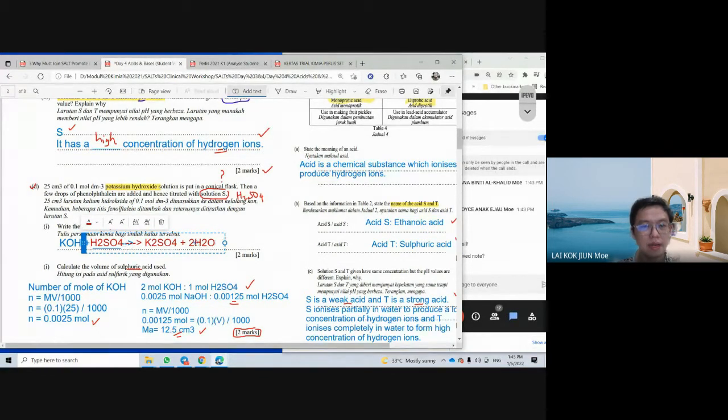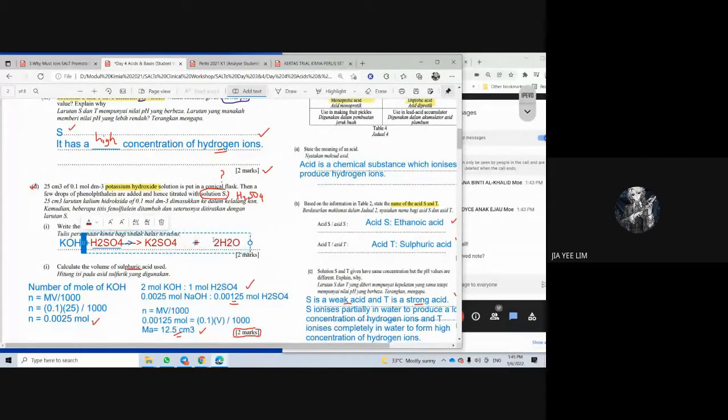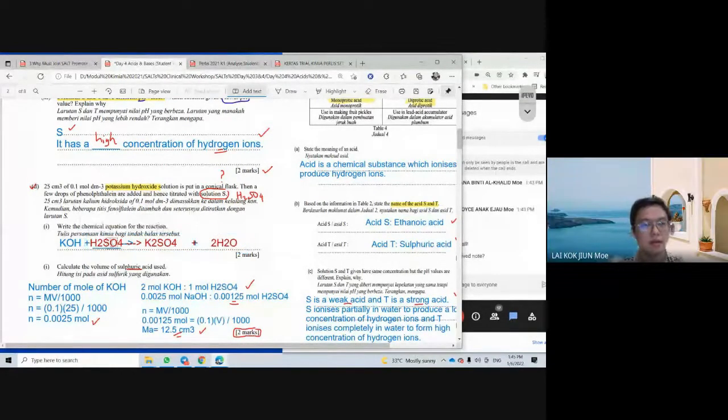Is it need to balance the equation? The KOH. Yes. KOH must put how many in front? 2. Okay, good. Then you get perfect marks, 2 marks here. One for the formula and another one for balancing.